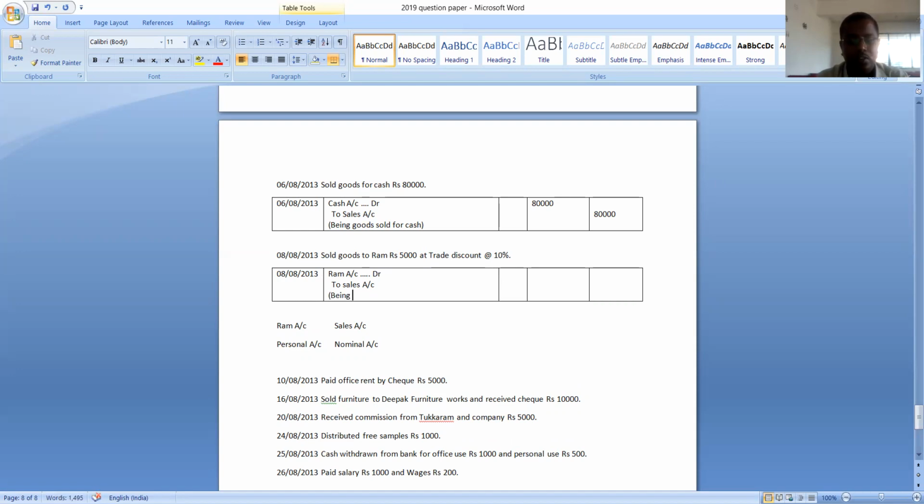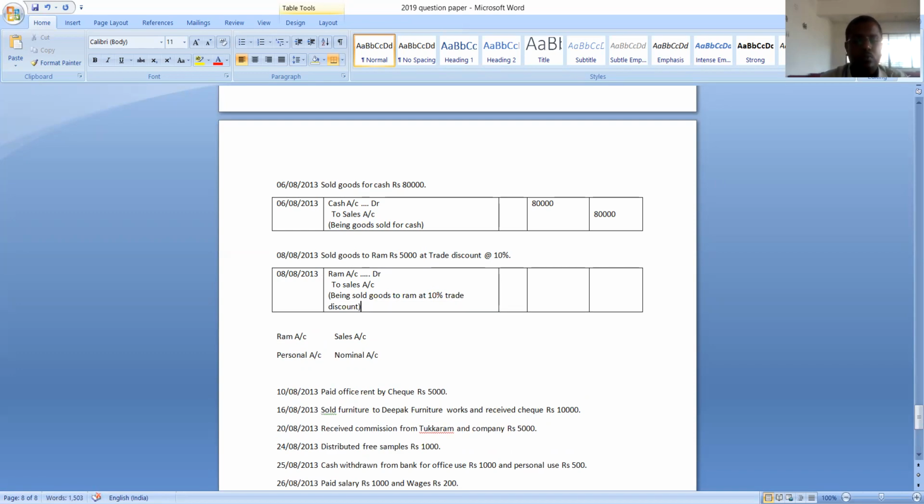So what is the narration? Being sold goods to Ram at 10% trade discount. Ledger folio column is nil. Sold goods to Ram. Ram's account debit how much? To sales account how much? Sorry, not 5,000.